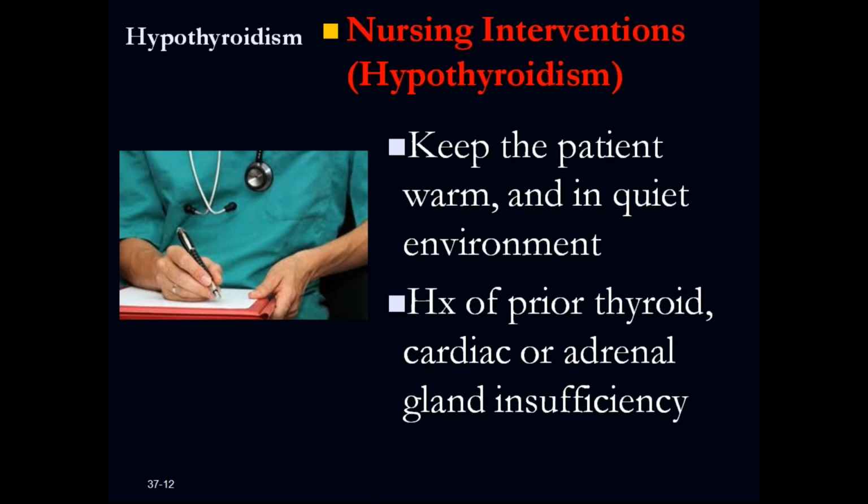All right, so keep the patient in hypothyroidism. The patient is cold. The simple nursing action is going to be to offer some blankets. Okay, so one of the things we need to remember is the history of prior thyroid problems or cardiac disease. Adrenal gland insufficiency is less common, but focus right now and always remember the thyroid problems and cardiac.